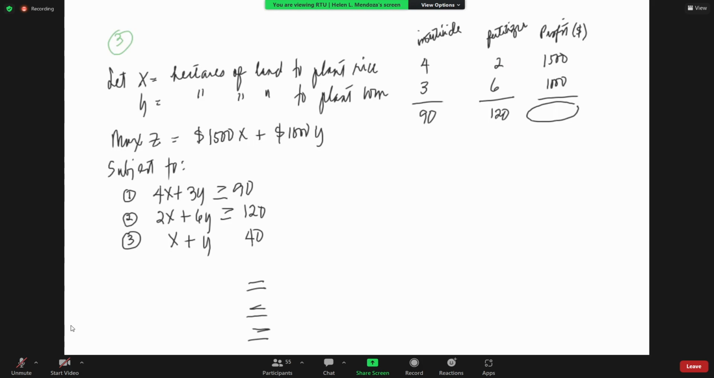Yes, ma'am. Ano pong gagamitin natin dyan? Equal lang po. Bakit po equal? Kasi yung pagkakaintindi ko, ma'am, kasi wala siyang naka-indicate kung must not exceed or at least po. Okay. That is your pagkakaintindi. Opo. Okay lang yun, ma'am.